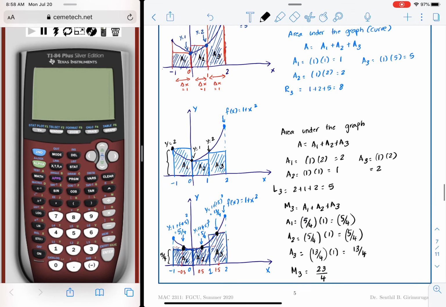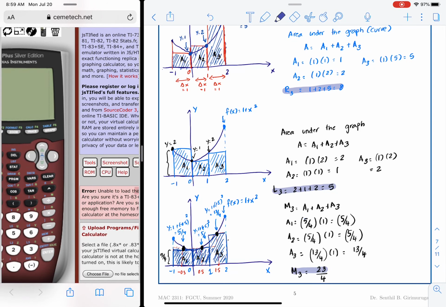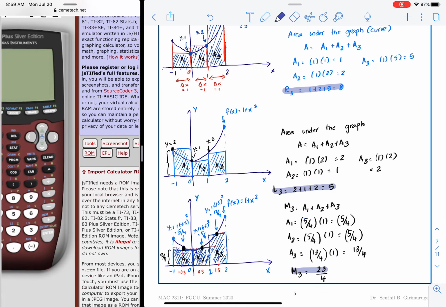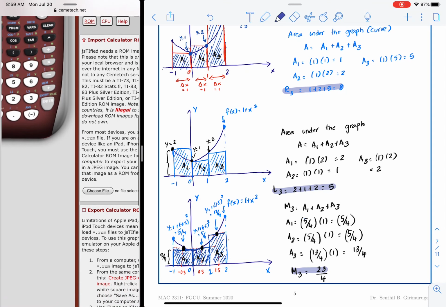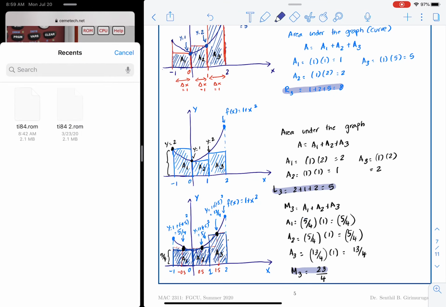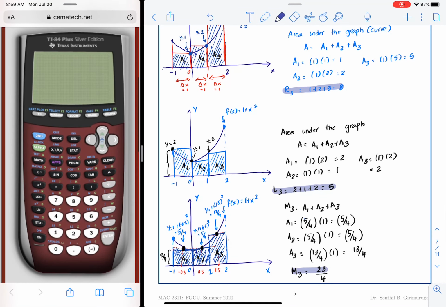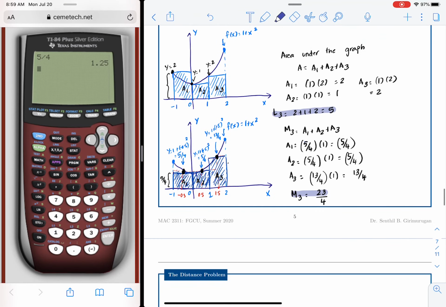And you can see the estimate that we got for R3 is 8, L3 is 5, M3 is 23 over 4. That has to be close to 5 point something. So let's just evaluate in the calculator. We have 5.75.